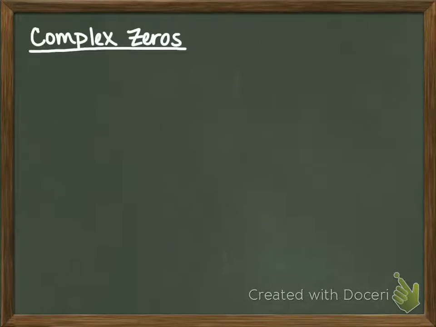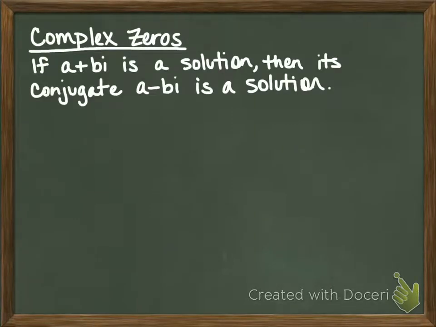Okay, the rule for complex zeros is that if a plus bi is a solution, then its conjugate, a minus bi, is also a solution. So this is just a rule of thumb. If an imaginary number becomes a solution, its conjugate is also a solution. So it's kind of a 2-for-1.